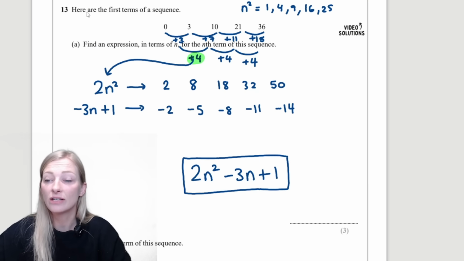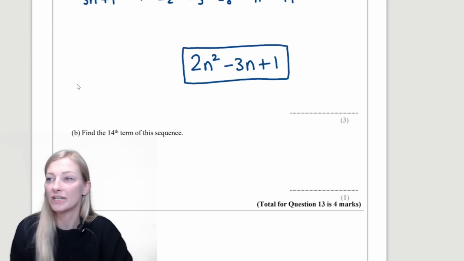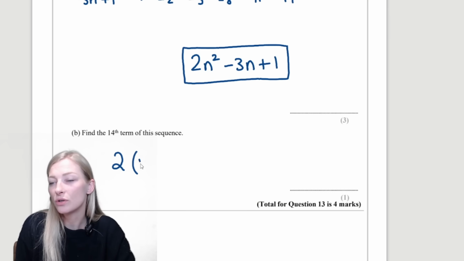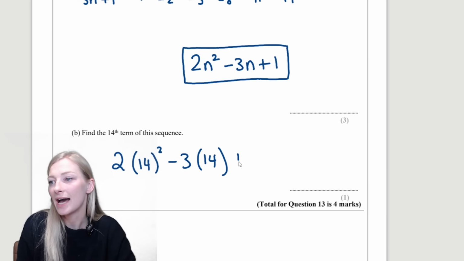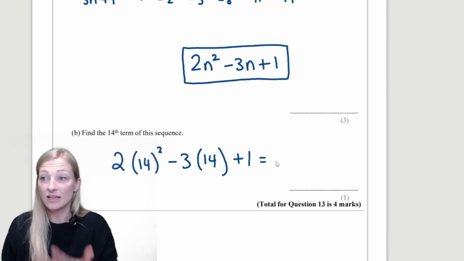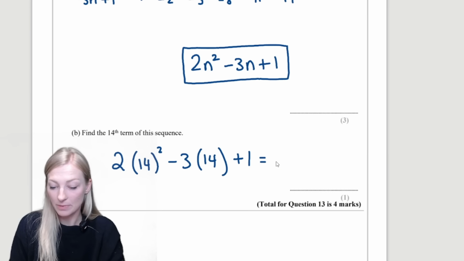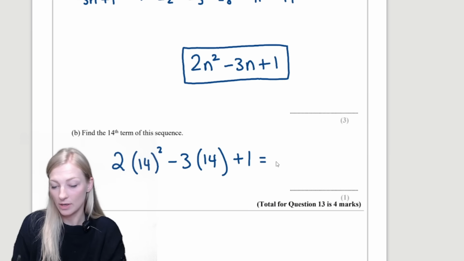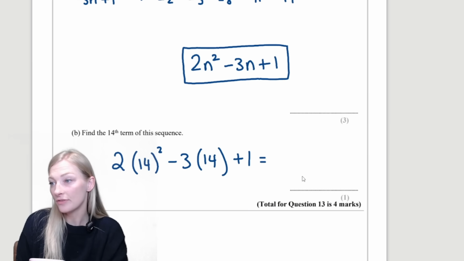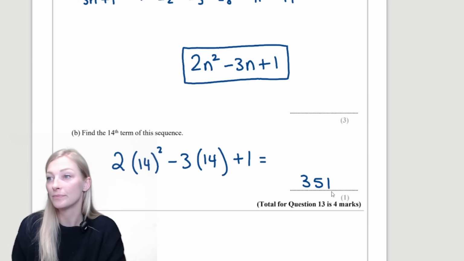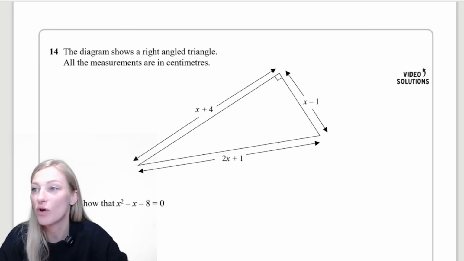It then says find the 14th term of this sequence. So we're going to do 2 lots of 14 squared minus 3 lots of 14 add 1. If you would like a number in the sequence, all you do is change n to be the position. So 2 lots of 14 squared minus 3 lots of 14 add 1. And that gives me an answer of 351.